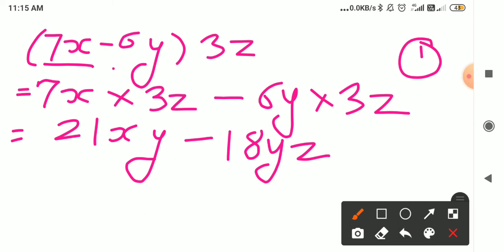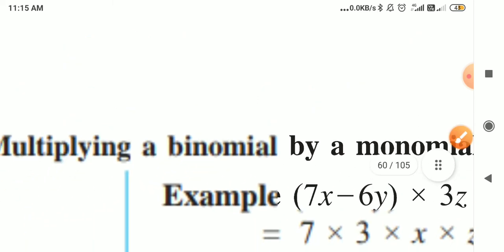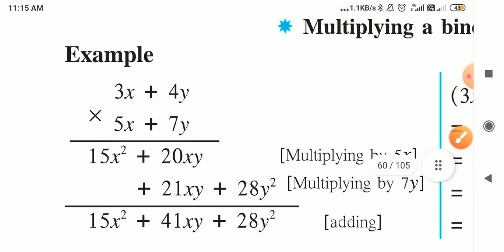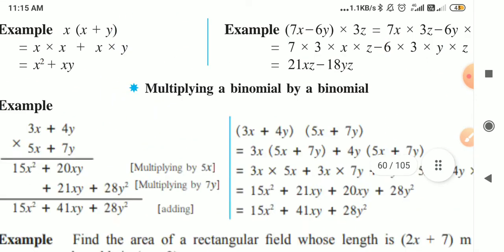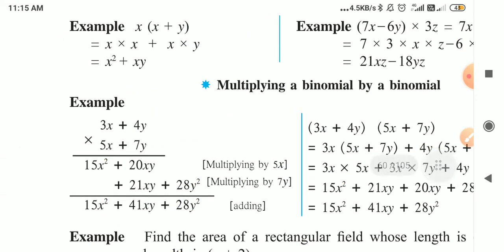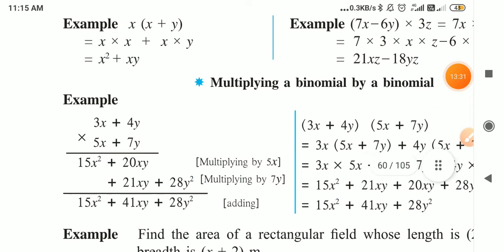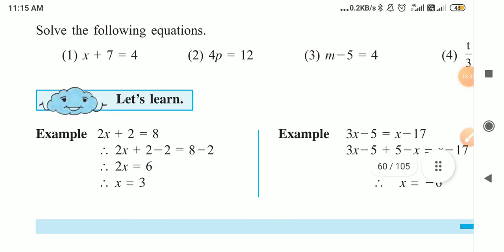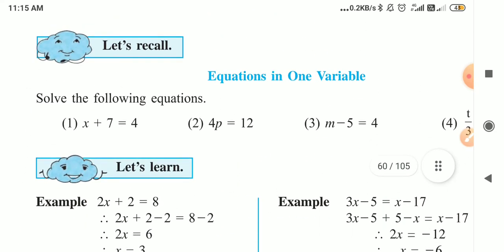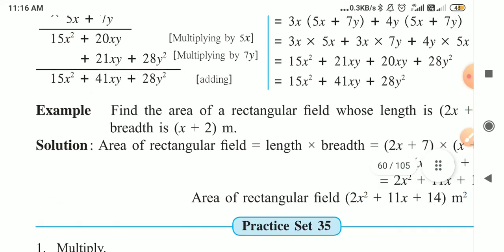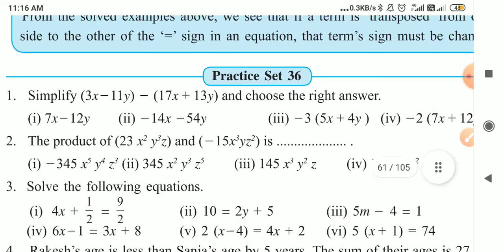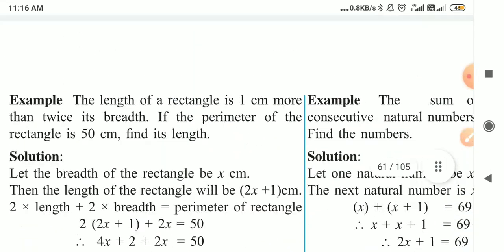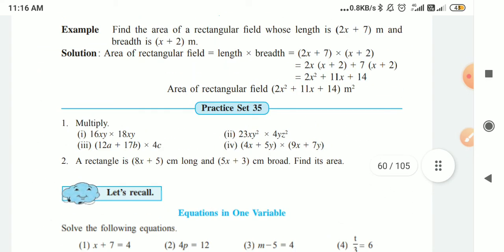Now after this example, the next topic is multiplying binomial by binomial. This we will study in our next lecture, and the division also. Next is the equation in one variable. These two new concepts we will study in our next lecture.